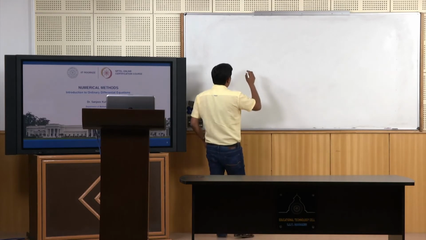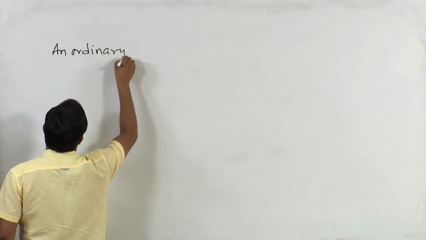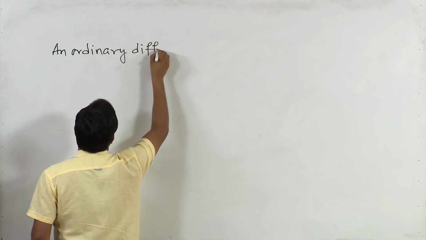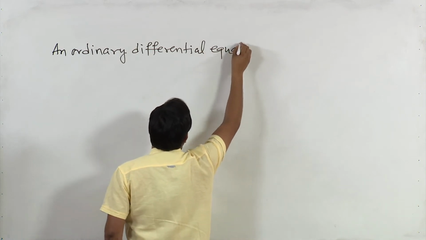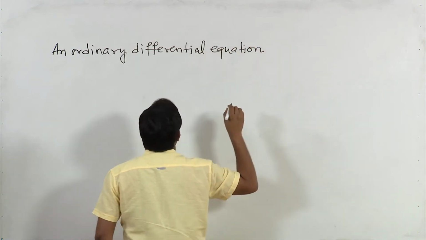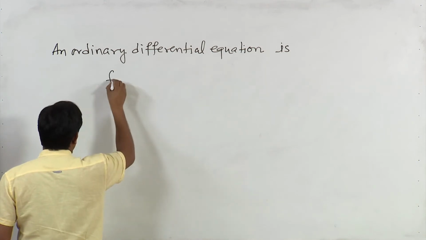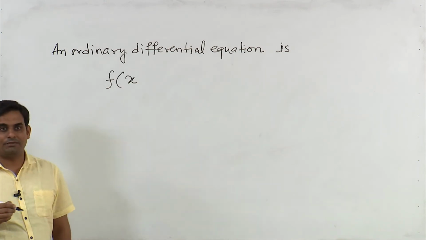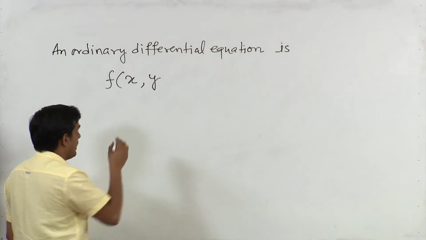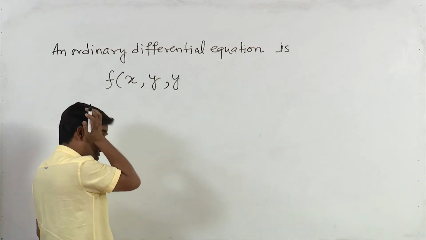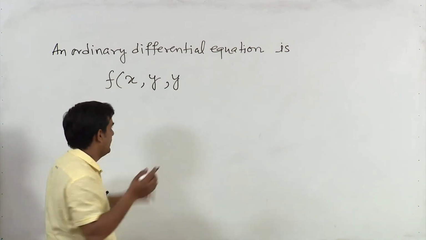So in particular, an ordinary differential equation is a relation between independent variable, dependent variable and derivatives of dependent variable with respect to independent variable, like y prime.